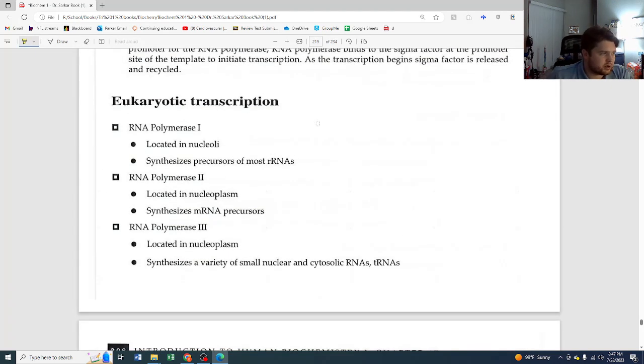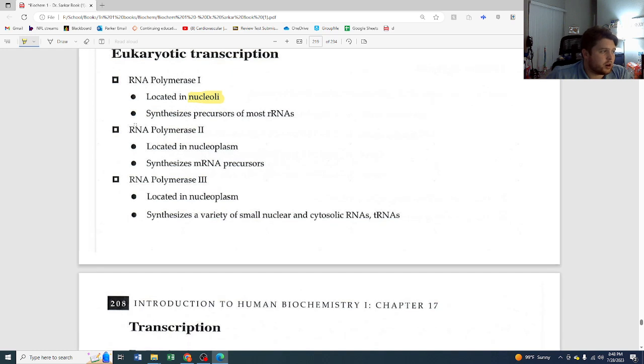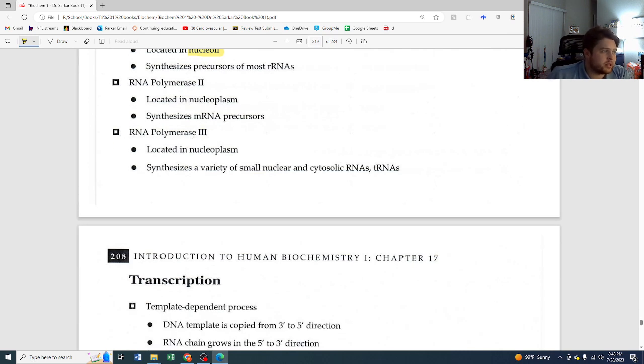Okay, eukaryotic transcription. There's a couple of different RNA polymerases. RNA polymerase 1 is located in the nucleoli, not the nucleus, the nucleoli. Those are different. If you don't remember your cell anatomy, go back and look at the difference between a nucleus and a nucleolus. It synthesizes precursors of most RNAs. RNA polymerase 2 is located in the nucleoplasm. It synthesizes mRNA precursors. RNA polymerase 3 is located in the nucleoplasm, and that synthesizes a variety of small nuclear and cytosolic RNAs and tRNAs.